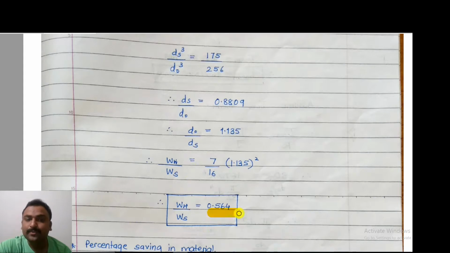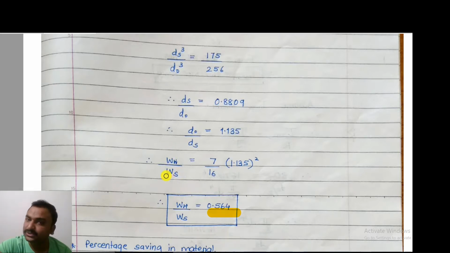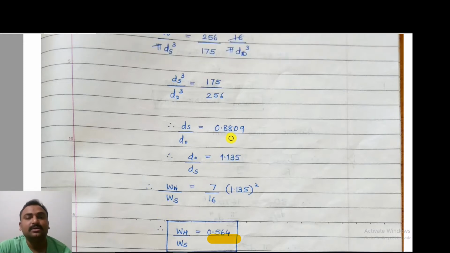Okay, so how did we do it? First we found out the ratio of the weight of the hollow shaft upon the weight of the solid shaft. Okay, this is your first step. Second step, we have determined the ratio of the polar moment of inertias for the hollow shaft and solid shaft. Then we compared by using the shear stress formula.